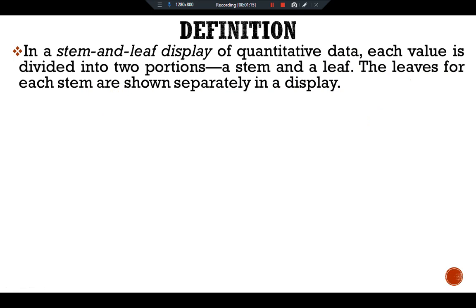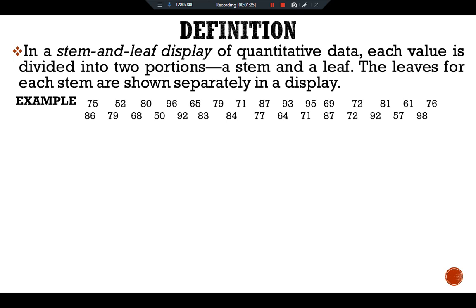So let's see an empirical example. For this purpose, we have the raw data of 30 college students who got different grades in a statistical test. The first score is 75, the second score is 52, the third score is 80, then 96, and so forth. We have to construct a stem and leaf display for these scores.